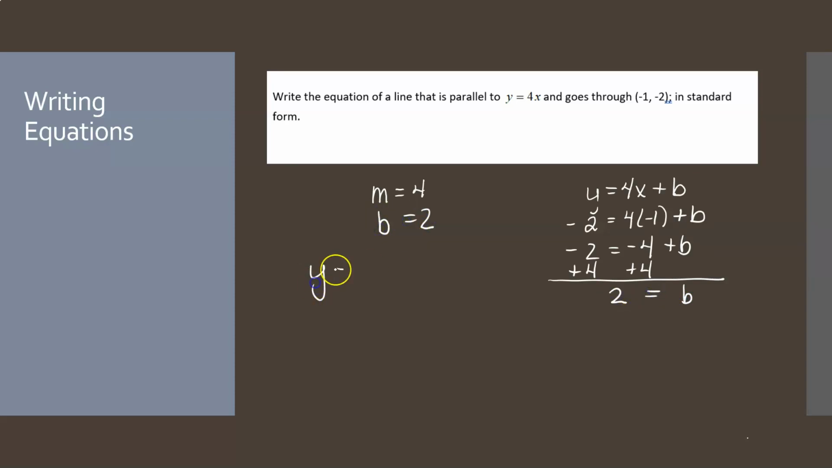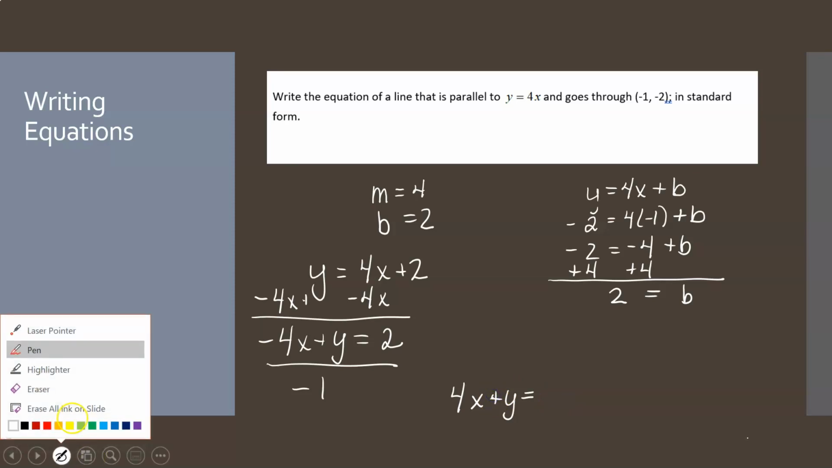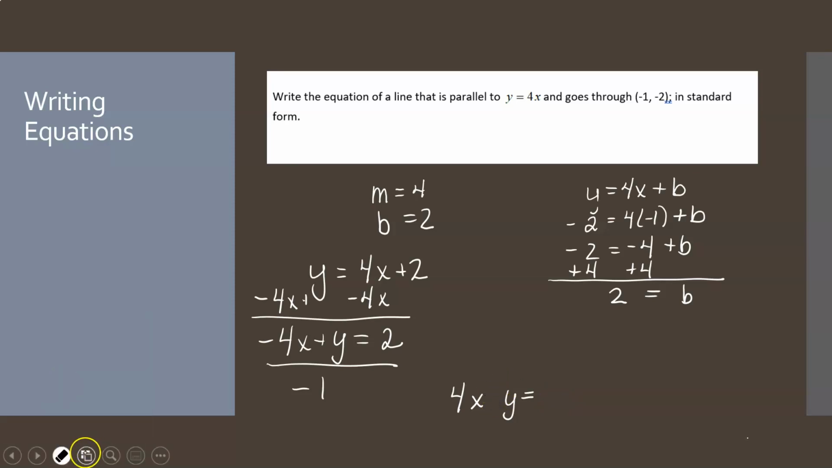So if I write it like this, y equals 4x plus 2, all I need to do is move that x over. So I have negative 4x plus y equals 2. And we know we can't have a negative leading coefficient, so I'm going to divide by negative 1. So I have 4x minus y equals negative 2. Sorry, I have to switch all the signs. There we go, all in standard form.